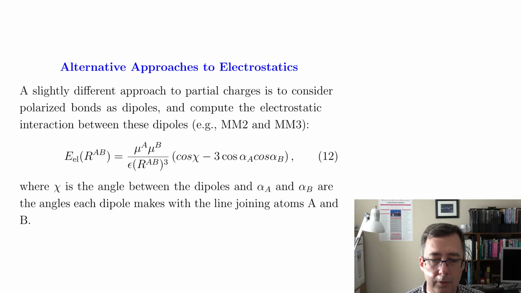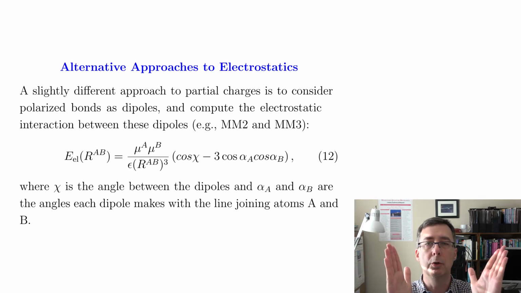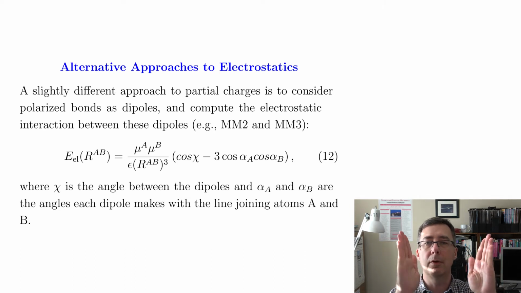And that form is known. In fact, here's equation 12. This is a very reasonable thing to do. It's the product of the dipoles divided by epsilon again. That's still there. But if dipoles interact, the distance dependence is now 1 over r cubed instead of 1 over r. And then it depends on which way the dipoles are pointing.